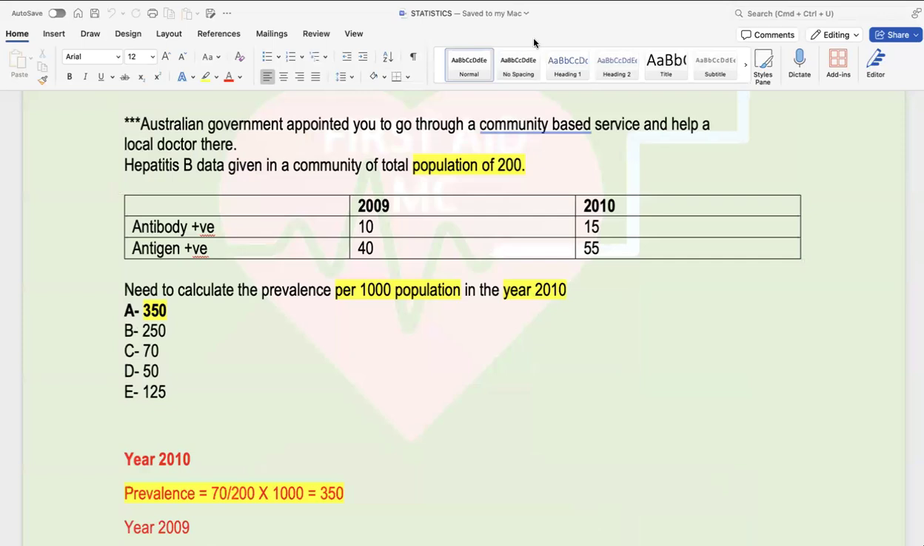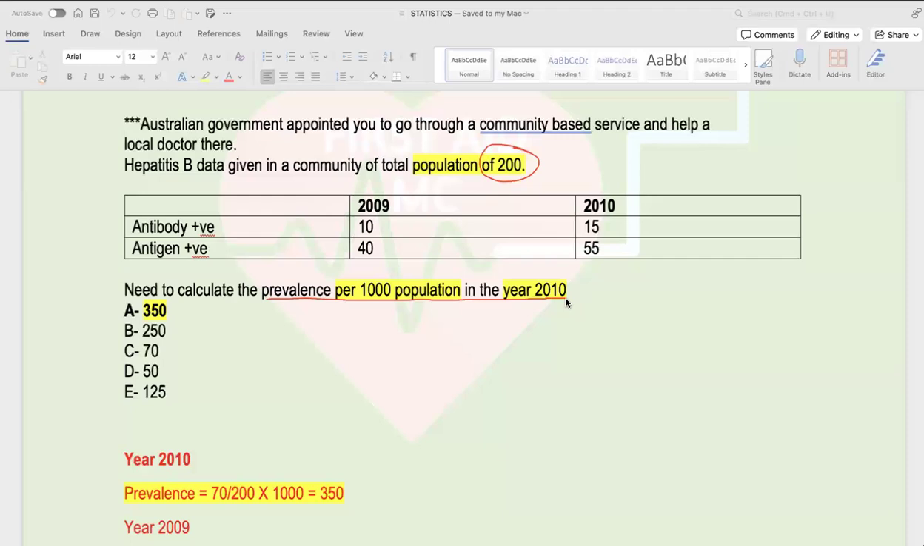So, the Australian government appointed you to go through a community-based service and help a local doctor there. Hepatitis B data is given in a community with a total population of 200. They need you to calculate the prevalence per 1,000 population in the year 2010. So you want to find out the prevalence of hepatitis B in 1,000 population in the year 2010. So we're looking into 2010.